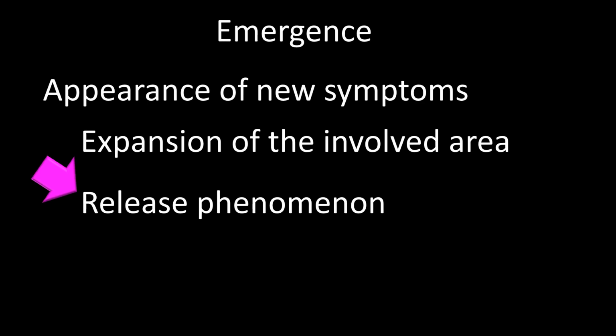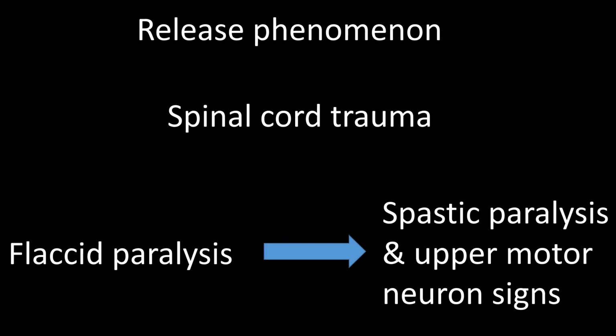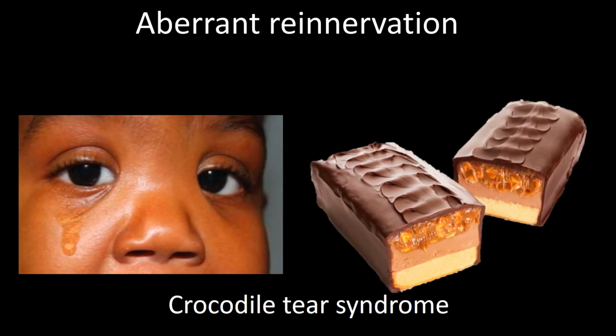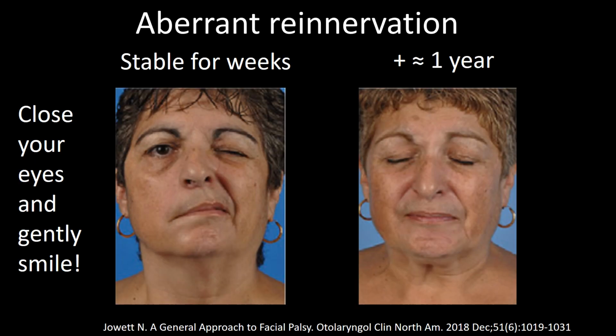A new symptom can also appear due to release phenomenon. The classic example can be seen following severe spinal trauma. The patient initially develops flaccid paralysis. Weeks or months later, the patient develops spastic paralysis and upper motor neuron signs. New symptoms can also appear due to aberrant reinnervation. The classic presentation is the appearance of crocodile tears following Bell's palsy, or the appearance of synkinesis.